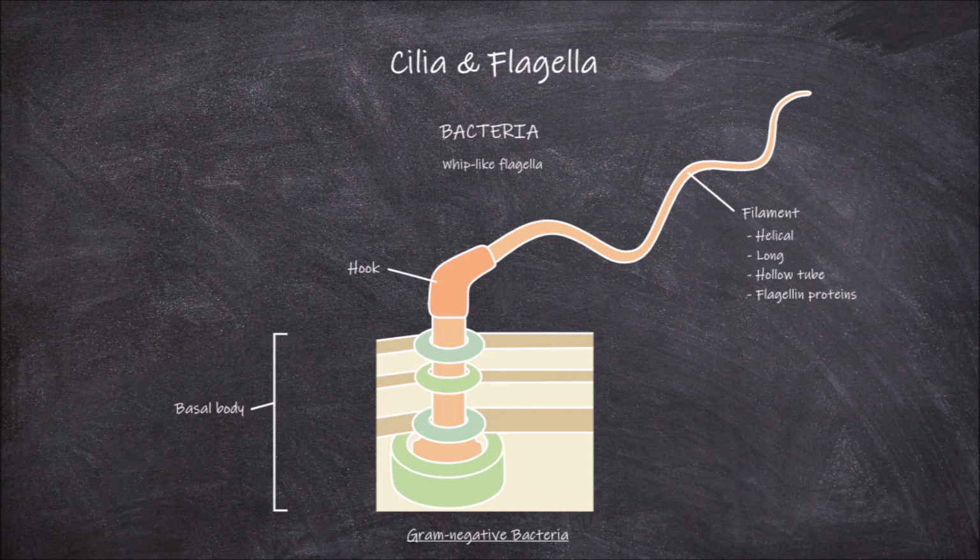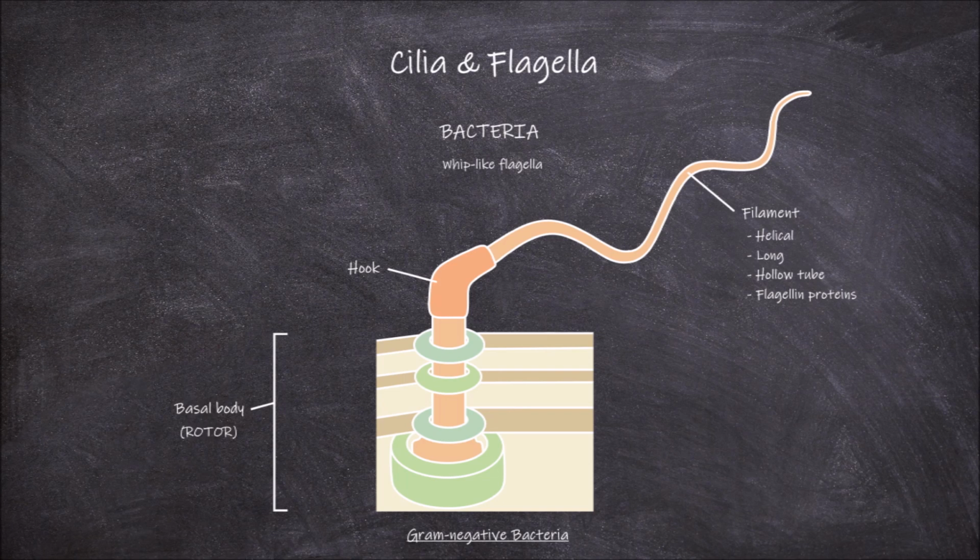The hook is a short region of the flagellum that has a sharp bend and joins the filament to the basal body. The basal body is the most complex region of a bacterial flagellum. It consists of a series of rings and a central rod that extends into the hook. These rings and rod act like a rotor to move the flagella.